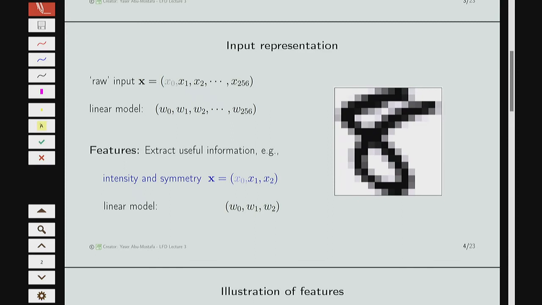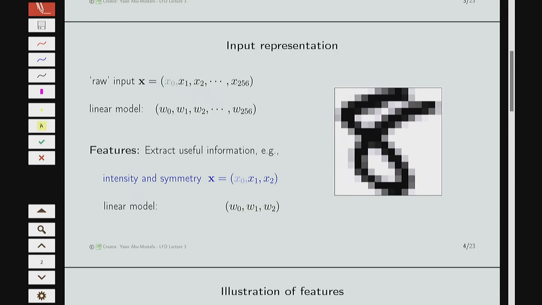But very often we don't do it because these pixels are not very structured, and it's very high dimensional. It's hard for a machine to learn, at least in the old days when machines were not so powerful. Nowadays, 256 is nothing. We're talking about millions upon billions of input values. But let's say that's a lot, okay?